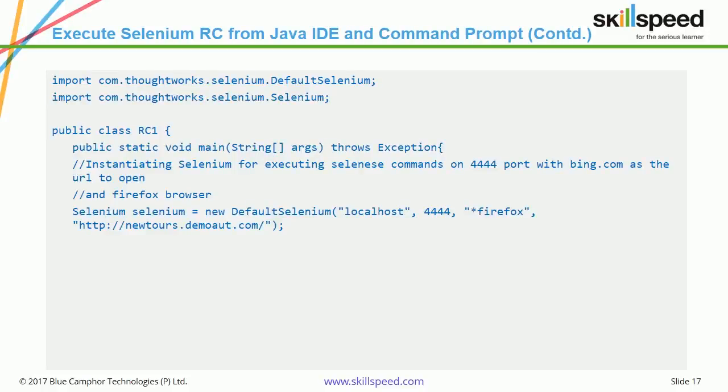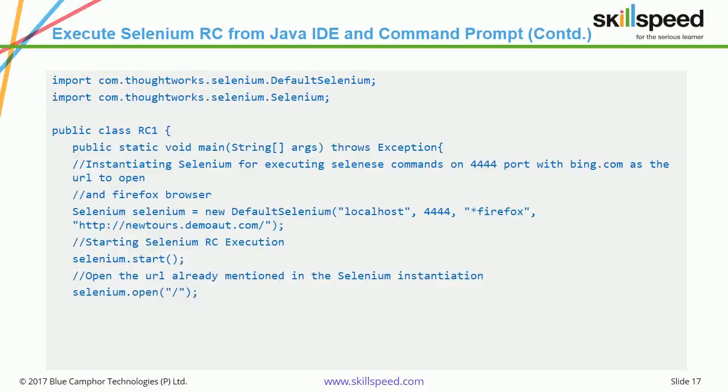If you want to run it on Chrome, it would be *Chrome. Then the URL of the application on which you want to run the test. So in our case it is http://newtools.demoaut.com. Once we instantiate the Selenium, we have to start the Selenium RC using selenium.start. This start method is the one which will open the browser that you have mentioned for us. We can then open the URL that we have mentioned in the instantiation using selenium.open and with a slash.